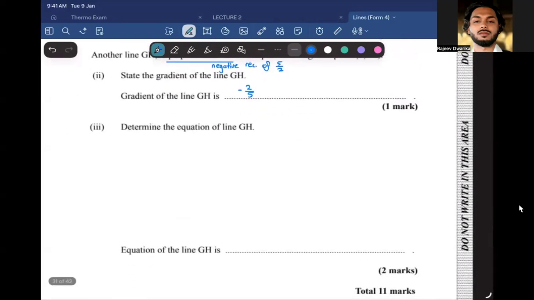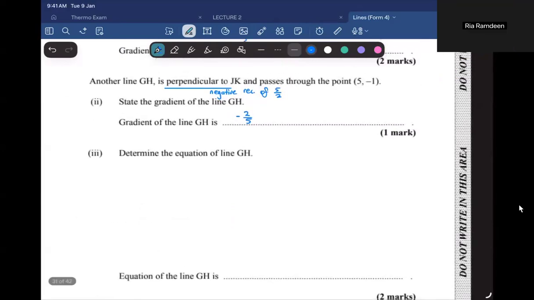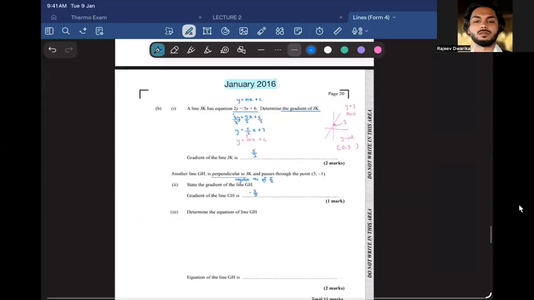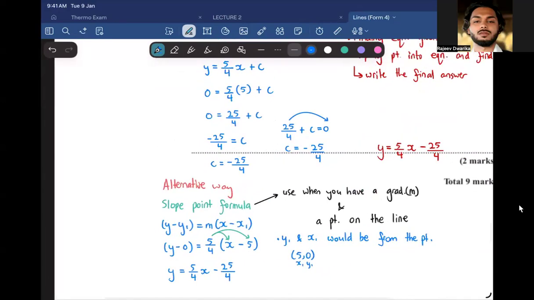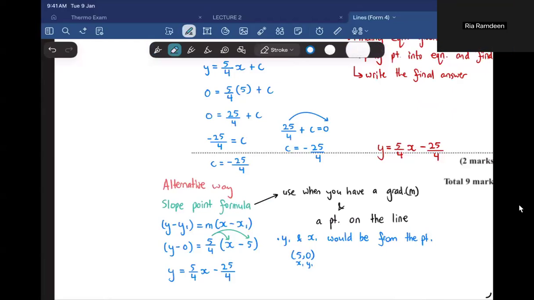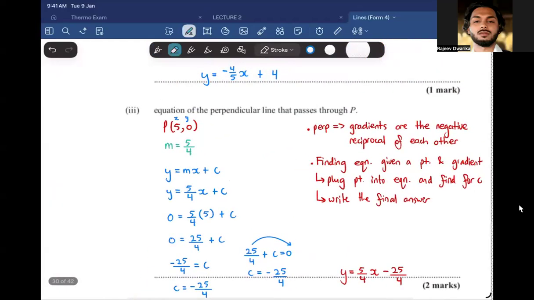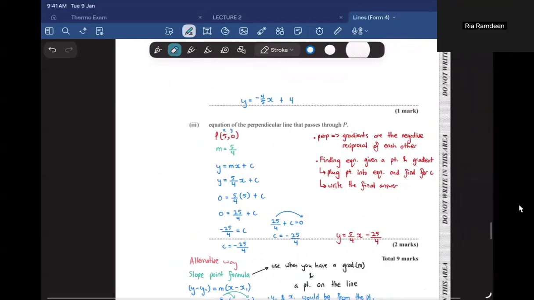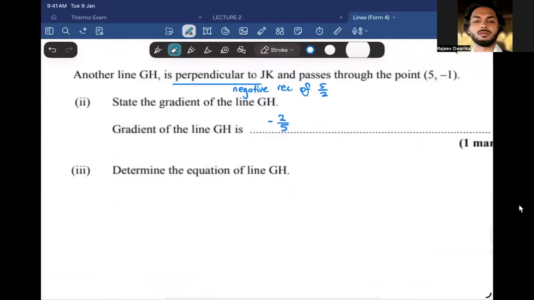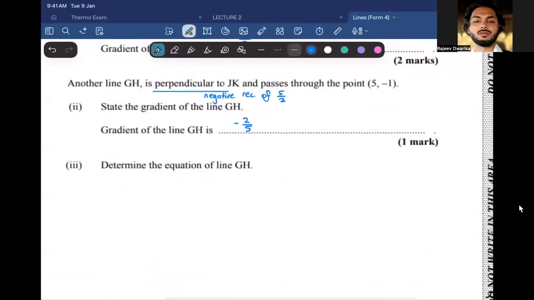Okay. Ria, how would I figure out part 3? We have a point, we have the gradient, so we plug it into the equation. Do you want to use the other method I shared, or do it like this? We could do it the first way. Sure, not a problem.